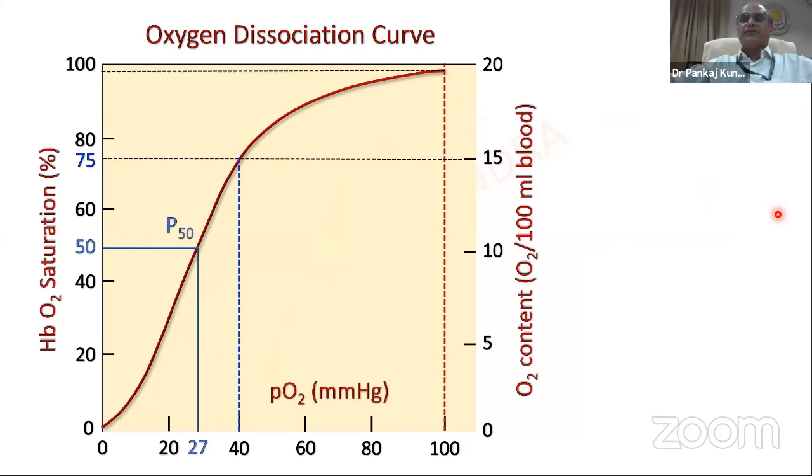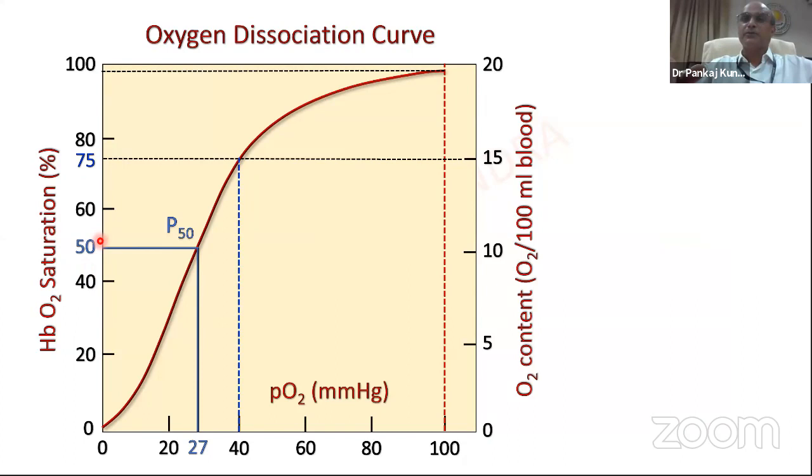Now, what does this P50 mean? It means that at a PO2 of 27 millimeters of mercury, the hemoglobin can be saturated to about 50%. That is what it means.